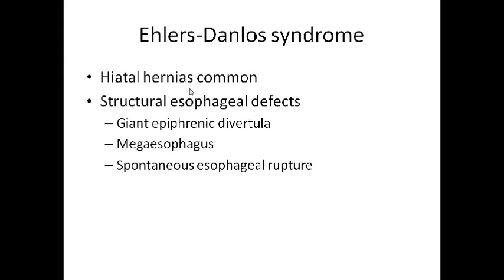So, Ehlers-Danlos syndrome, you probably know it's a connective tissue disorder. Loss of collagen causes very easily hiatal hernias, very common with that. Also structural esophageal defects. Usually we see these very large epiphrenic diverticula. We talked about that. It'll cause a huge dilation of the esophagus because we have a deficiency in the connective tissue in select organs, sometimes the esophagus.